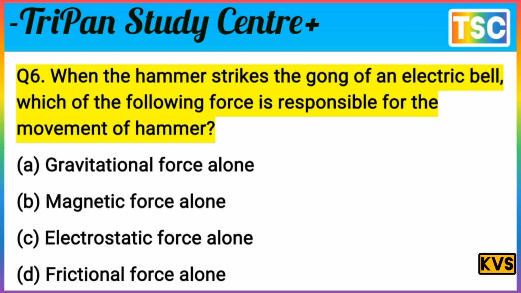The question is clear here. When the hammer strikes, there is a gong of the electrical bell. Which of the following force is responsible for the movement of hammer? A. Gravitational force alone. There's nothing here. B. Magnetic force alone. No, it is a wrong option. There's nothing right. C. Electrostatic force alone. That's right here.